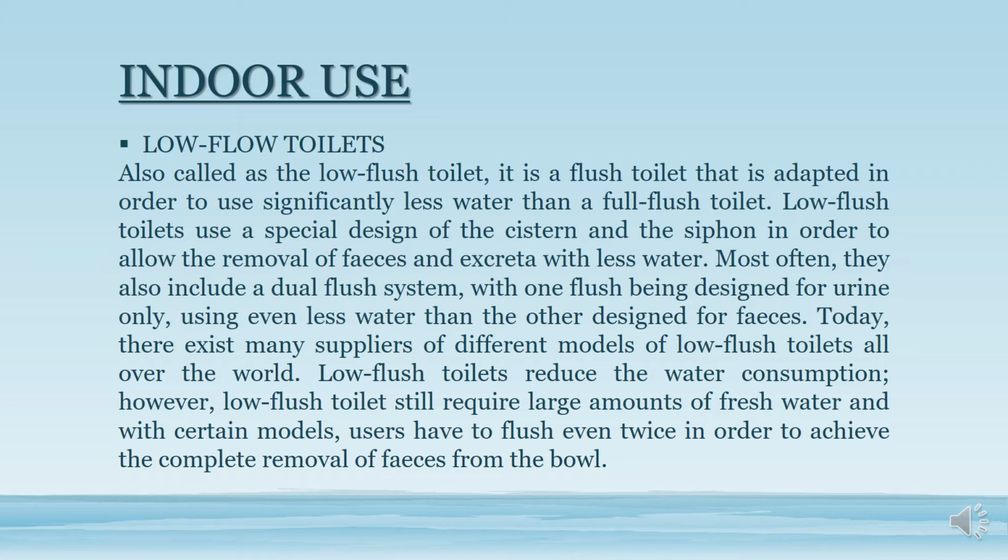Most often, they also include a dual flush system, with one flush being designed for urine only, using even less water than the other designed for feces. Today, there exist many suppliers of different models of low-flush toilets all over the world. Low-flush toilets reduce the water consumption. However, low-flush toilets still require large amounts of fresh water, and with certain models, users have to flush even twice in order to achieve the complete removal of feces from the bowl.